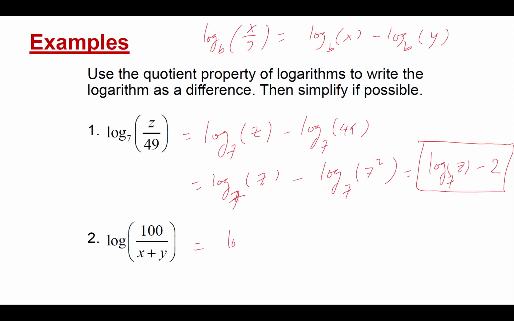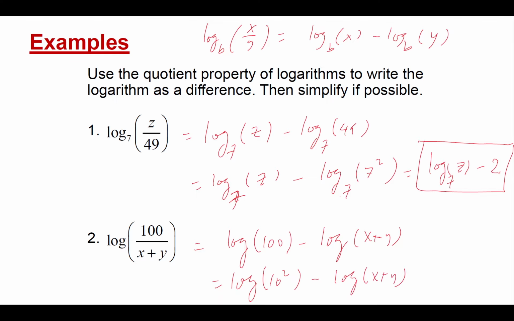For this one, log 100 minus log of x plus y. Remember, log means log base 10. So this can be written as 10 squared, minus, there is nothing we can do here for the second term. Either you can use a calculator for finding log 100, or you can just say that because log has a base 10 and 10 squared is there, we can use the property of the log function, and we can write this as 2. That's the simplified form.